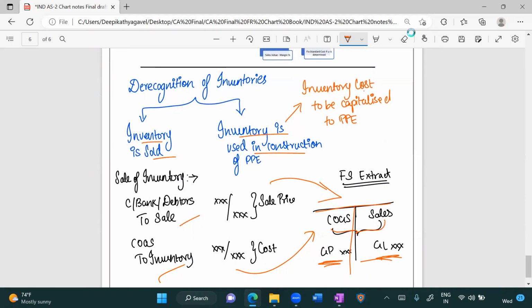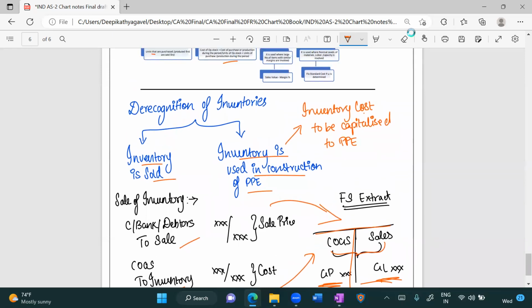And if your inventory is being used in the construction of your property, plant and equipment, then your inventory cost will be capitalized, right, to the cost of PP, and with the useful life you will also start depreciating that, right? So in case it is being used in the construction of PP, then your inventory cost will be added to the cost of PP, and you'll start depreciating the PP with its useful life, right?